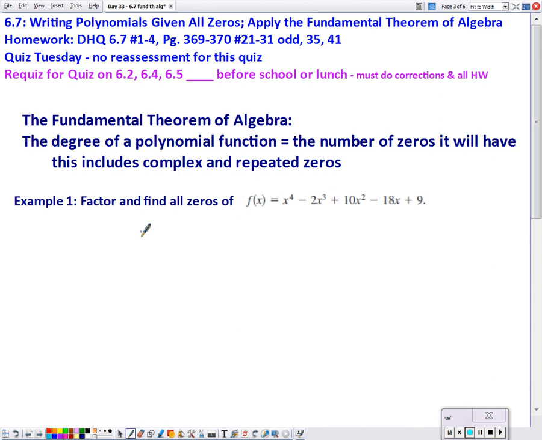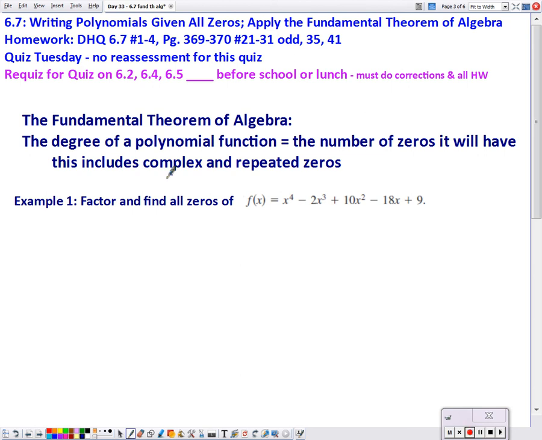Alright, today we're going to talk about the fundamental theorem of algebra. Please write this down. The fundamental theorem of algebra states that the degree of a polynomial function will equal the number of zeros it will have, and this includes complex zeros and repeated zeros. Pause the video and write that down.